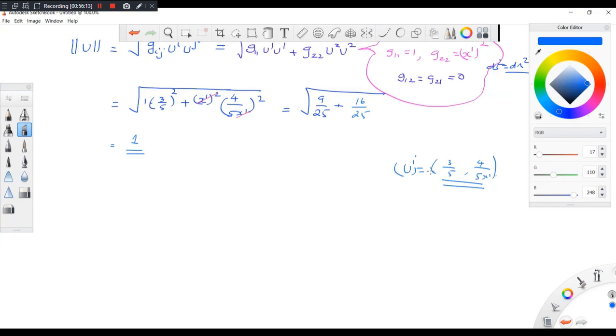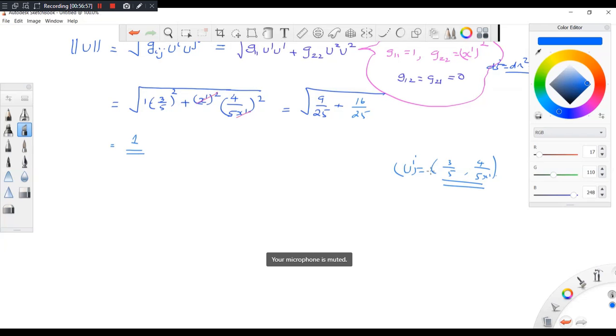Similarly, if you look at the other one, what is the norm of V? Use the same kind of thing: g_ij V^i V^j. So this is the square root of g11 V1 V1 plus g22 V2 V2. So this is the square root of g11 is 1, times V1 V1.